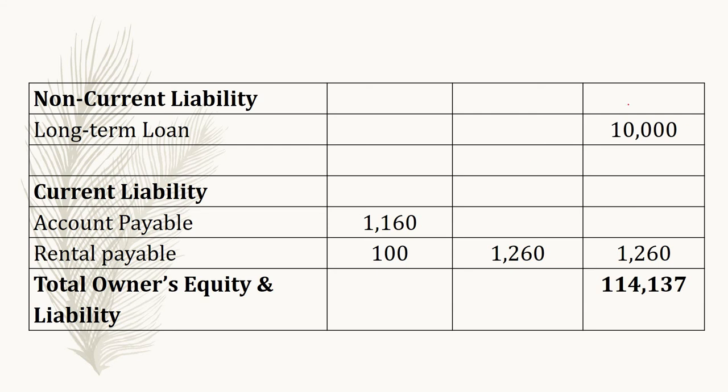This amount is taken from your cash book, and this amount is taken from your liability balance. So we come down with the same amount of asset, that is 114,137 ringgit. Okay, so this is how you do your financial statements using analysis method.